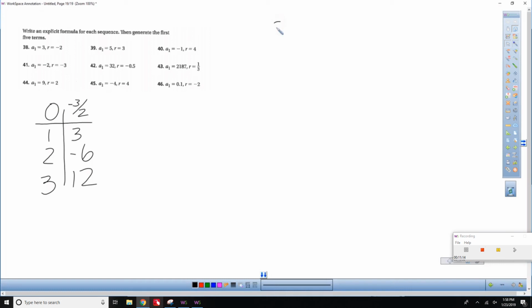So for 38, our explicit formula is a sub n is b times r to the n. So it's negative 3 halves times negative 2 to the n.